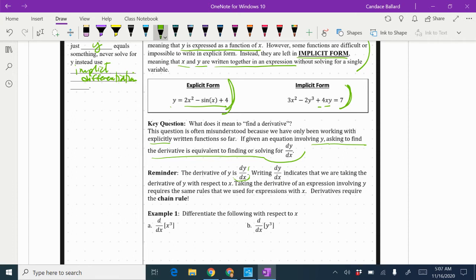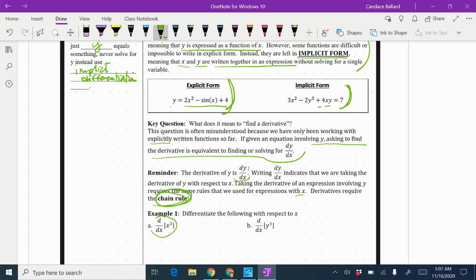Taking the derivative of an expression involving y requires the same rules we use for expressions with x. Derivatives always require the chain rule. So doing the dy dx part is kind of like doing the chain rule. So we're going to differentiate with respect to x.